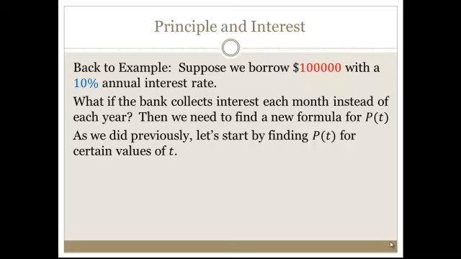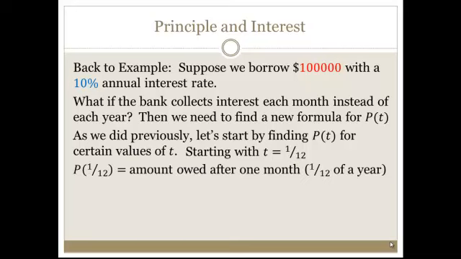As we did previously, let's start by finding P of T for certain values of T. Let's start with T equals 1/12, because P of 1/12 is the amount owed after 1/12 of a year, which is 1 month.